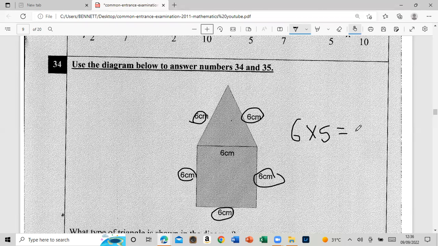Let's just talk about this 6 in the middle right here. Notice I didn't include this one, right? Why didn't I include this one? Leave that in the comment section. When considering the perimeter, it's the outer edge, right? So this one should not be included, so it will be 6 times 5, 30.